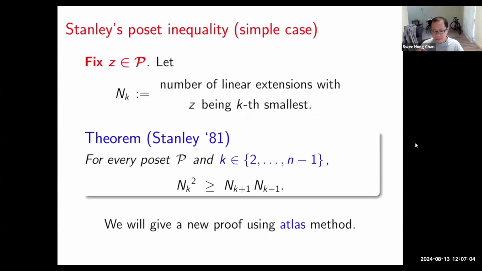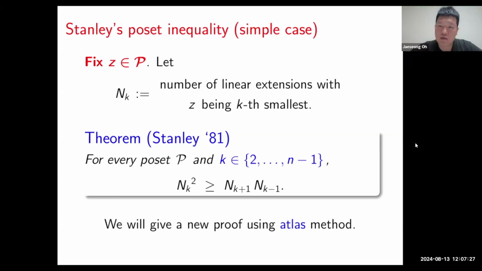Okay, and the goal for today is that we are going to prove Stanley's poset inequality not by using the Alexandrov-Fenchel inequality, but by using combinatorial atlas. And after that, we'll also try to prove something more. But before we proceed further, are there any questions about the setting, about the numbers?